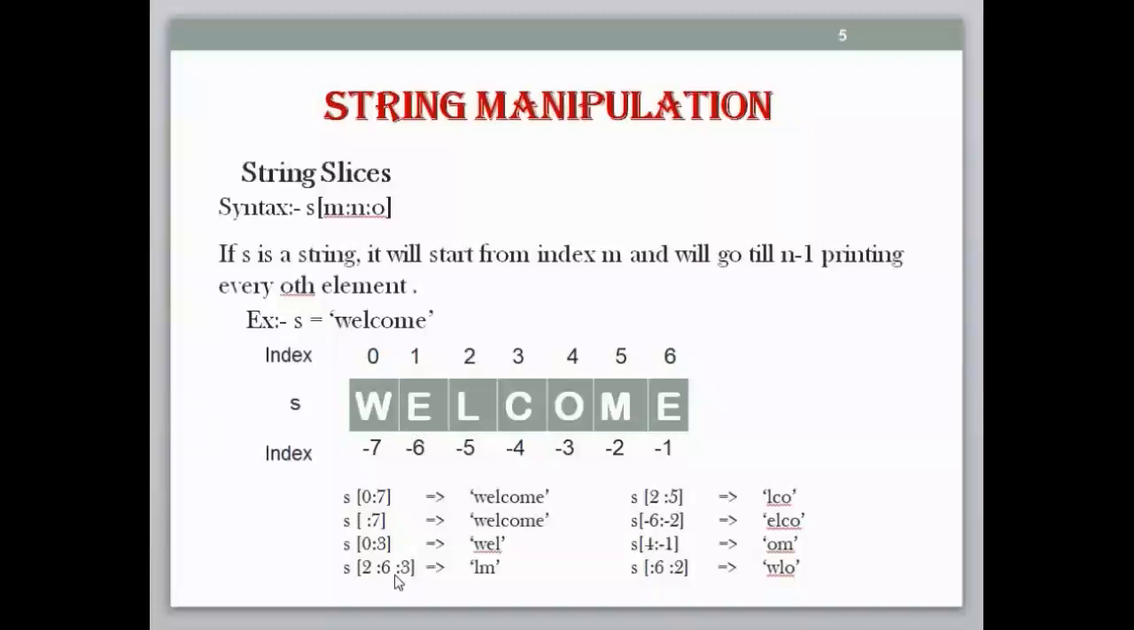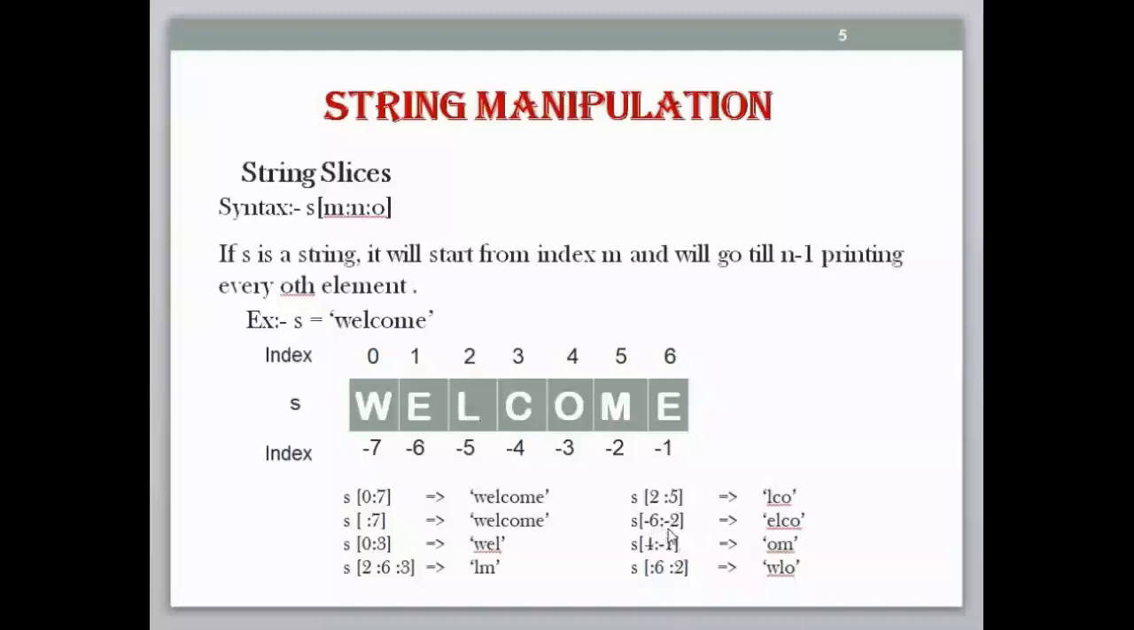Now for 2, 6, 3. You have to start from 2, meaning L. Then you can go till M. Every third element you have to print. So L, 1, 2, 3, M. So the answer is L, M. Now in this case, S[2:5]. Starting from 2, it will go till 5 minus 1, meaning 4. So the answer is L, C, O.